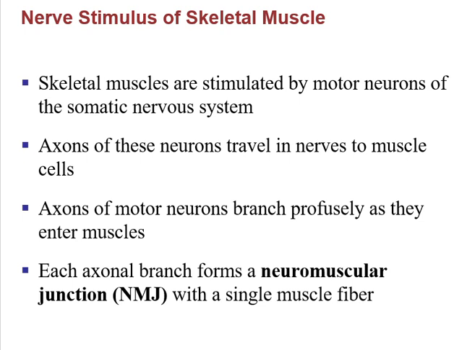So let's start with the nerve stimulus for skeletal muscle. Skeletal muscles are stimulated by motor neurons of the somatic nervous system. The ends of these axons, called axon terminals, get very close to skeletal muscle cells. They don't quite touch, but they do form a junction between the motor neuron and the muscle fiber. This kind of junction between the two is called a neuromuscular junction. It's made up of the axonal branches of the end of an axon for a motor neuron and a single muscle fiber.